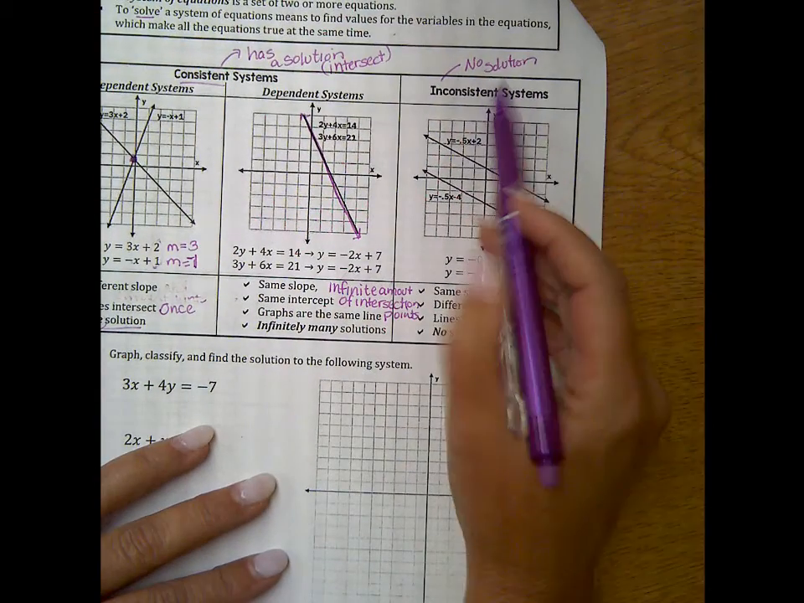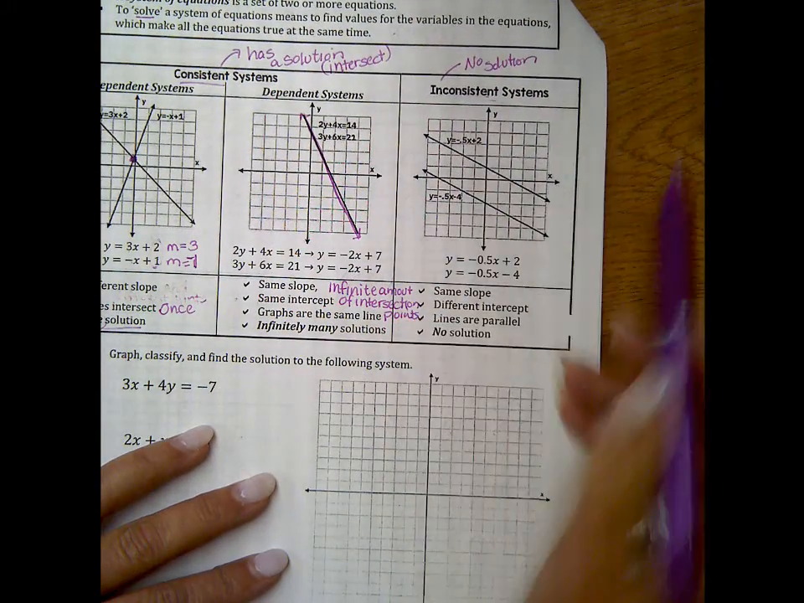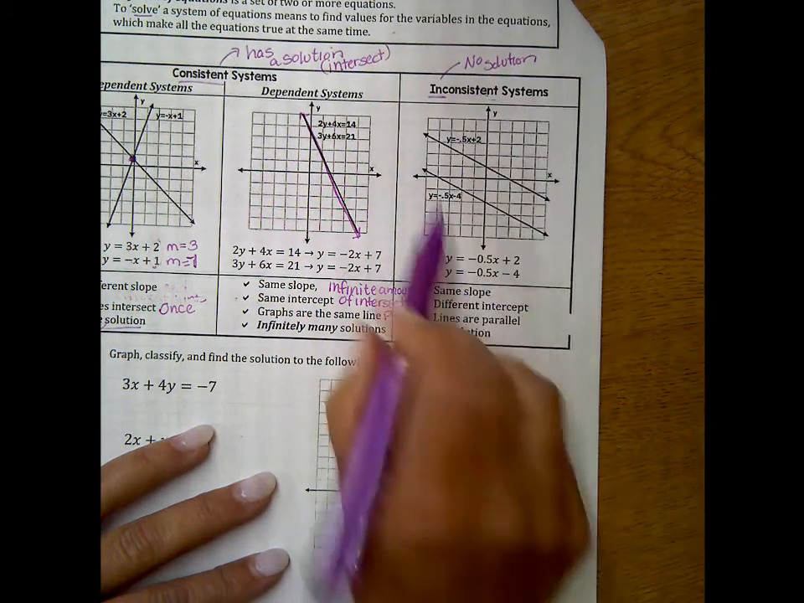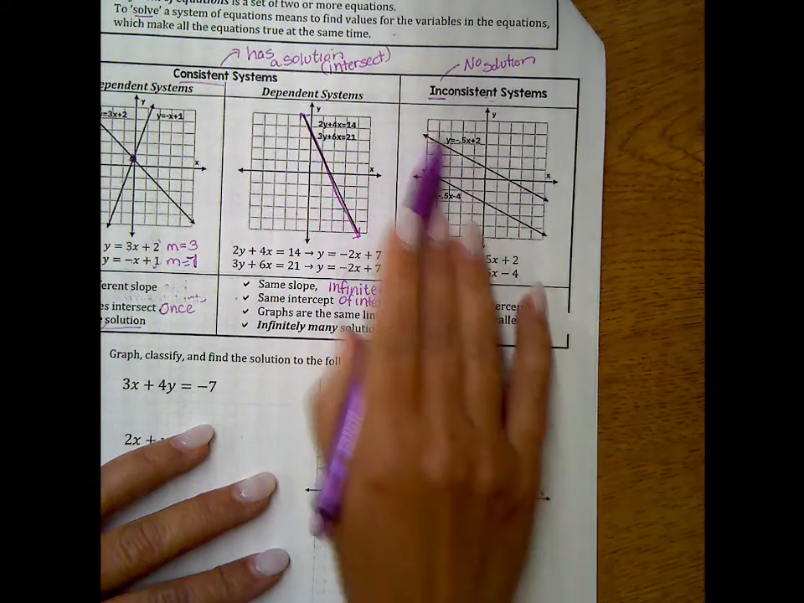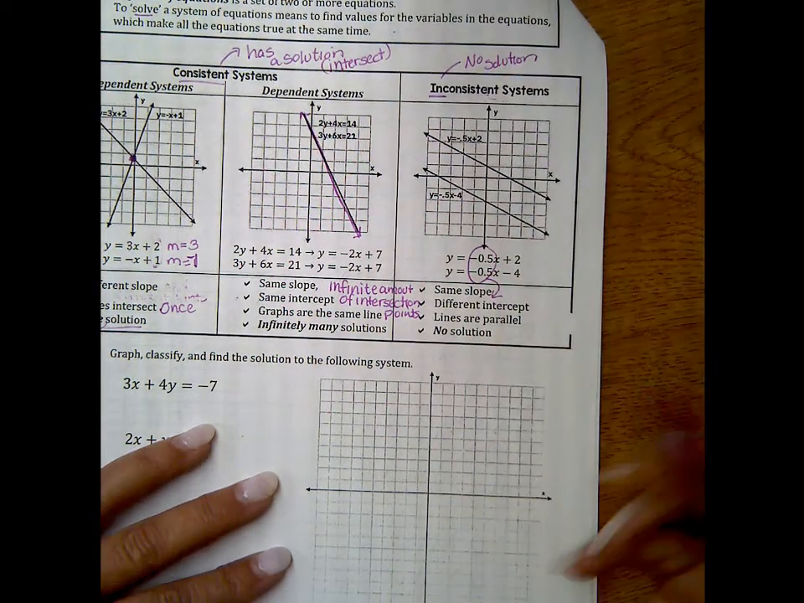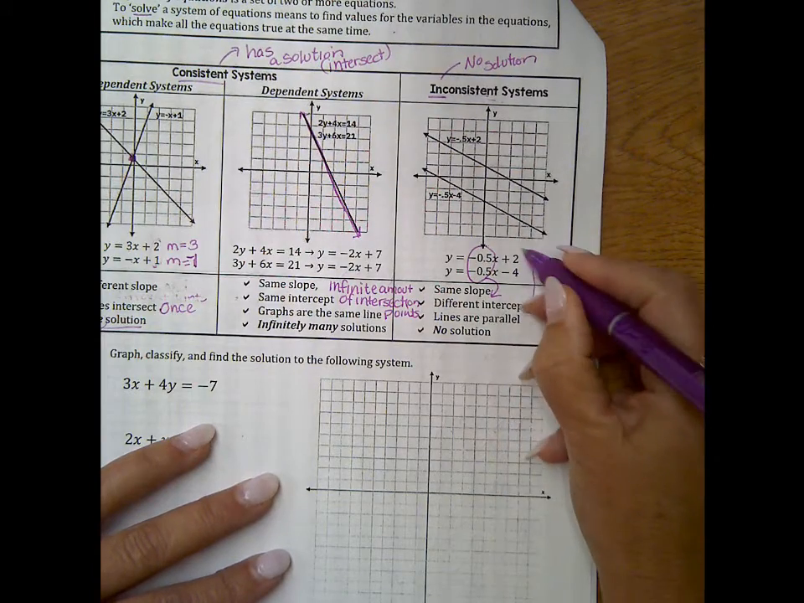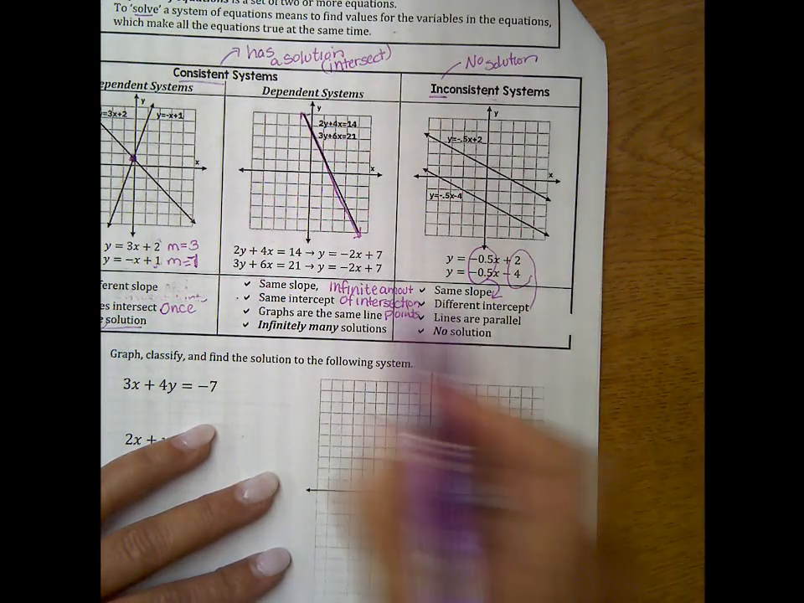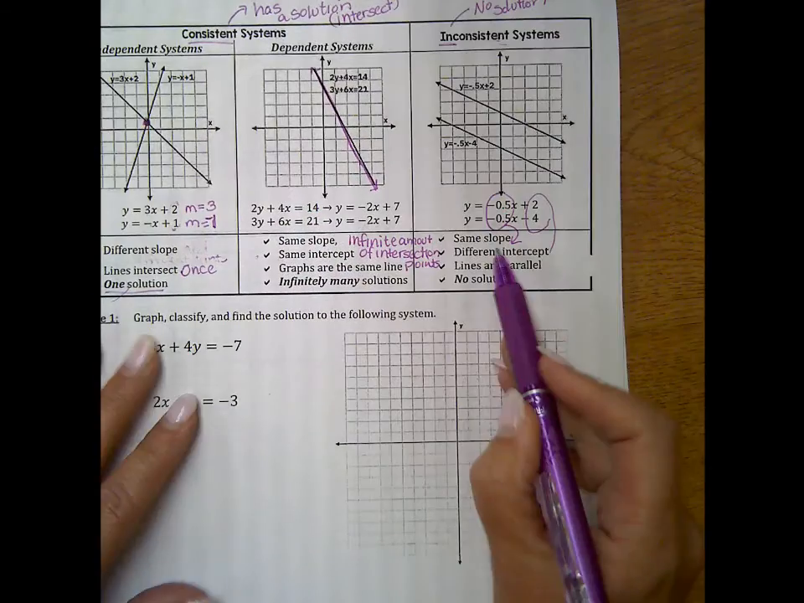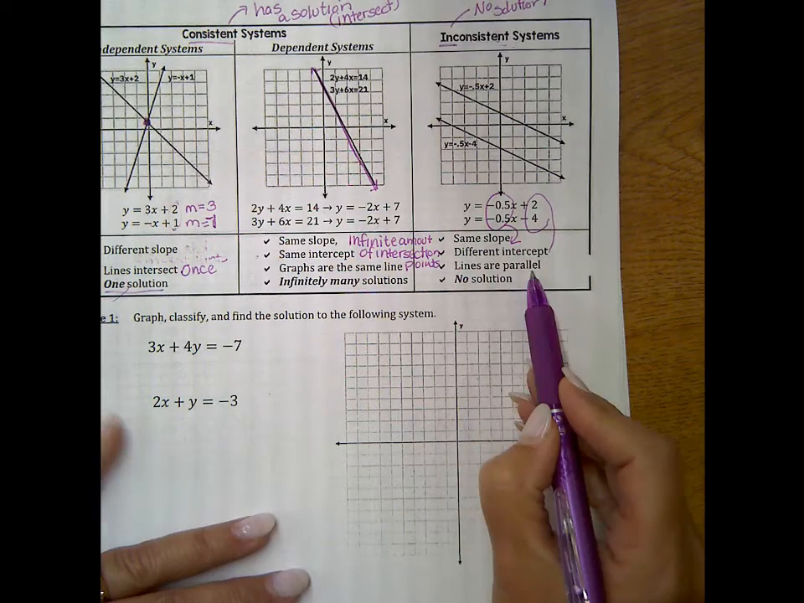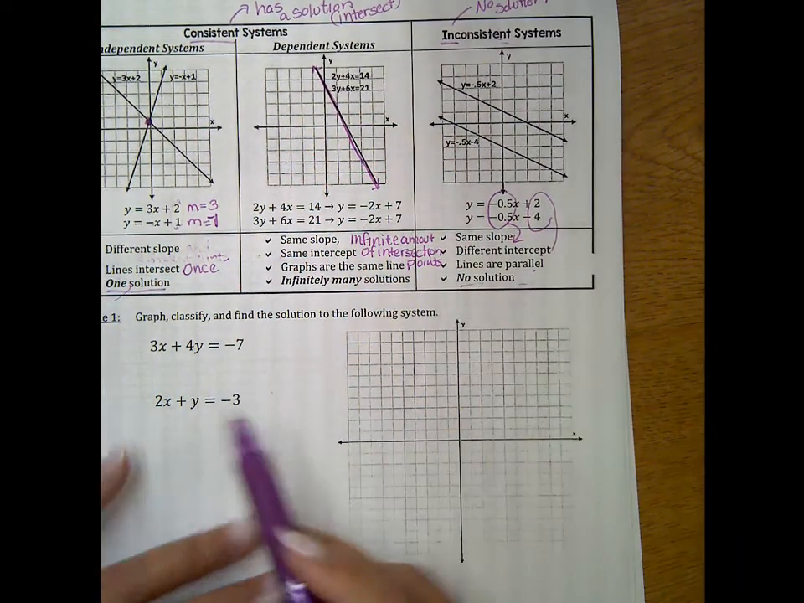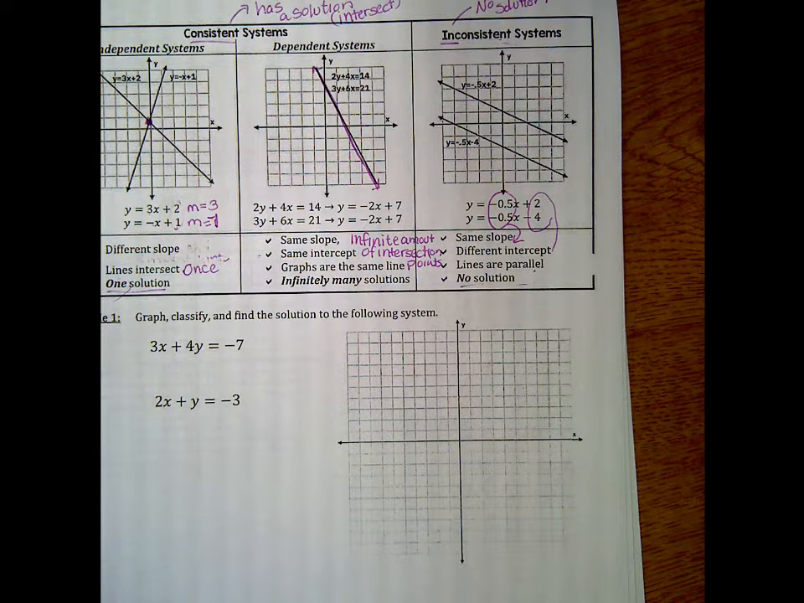So the third situation are these inconsistent systems. Inconsistent systems are never going to cross, which means they're parallel lines. And parallel lines have the same slope, but a different y-intercept. And it's important that they have a different y-intercept because if they have the same slope and the same y-intercept, they're the same line. They have to have the same slope, different y-intercept, so the lines are parallel, which means there's no solution. They never intersect. Okay, so there's three ways, as you know, to solve a system of equations.